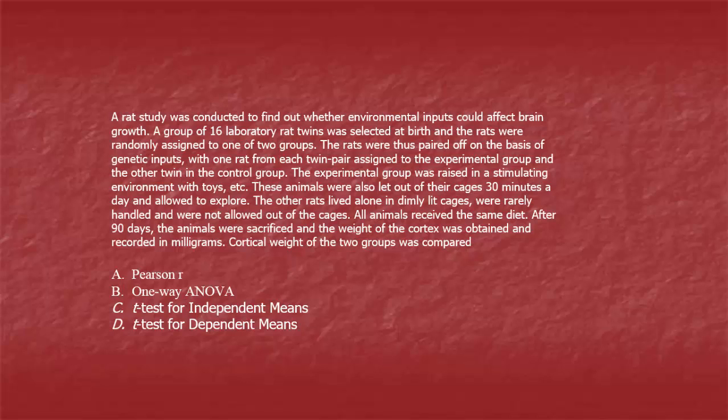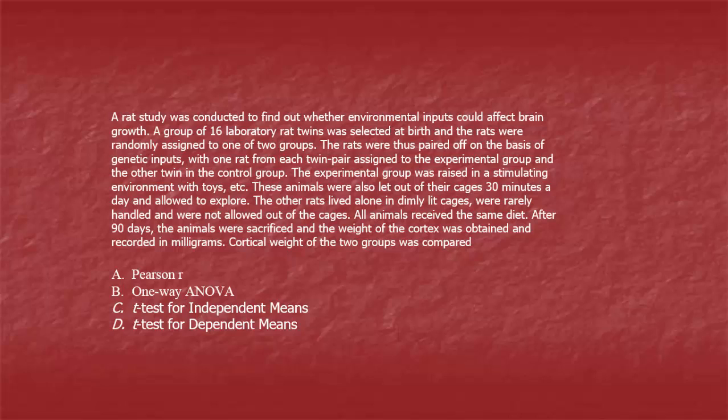You might think so, but here we only have two conditions. We just have the enriched and the impoverished environments, and we've seen that a one-way ANOVA is typically only going to be used when you have more than two conditions. So it's going to be C or D, some sort of t-test. Either a t-test for independent means or a t-test for dependent means.